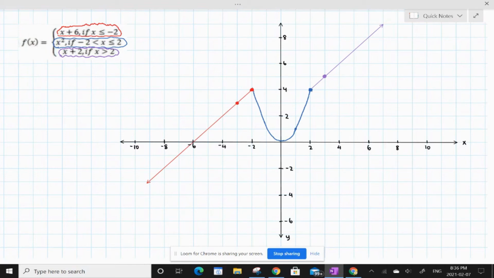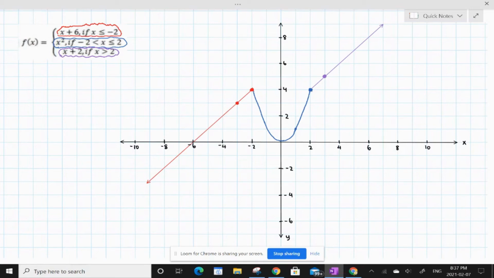Just be aware that if your domain includes the x value, then that particular portion of the piecewise function should have a closed dot, versus if it doesn't include a particular x value in the domain, then you should have an open dot. So remember interval notation from advanced functions. Include means the circle is filled in. Doesn't include means the circle is not filled in.